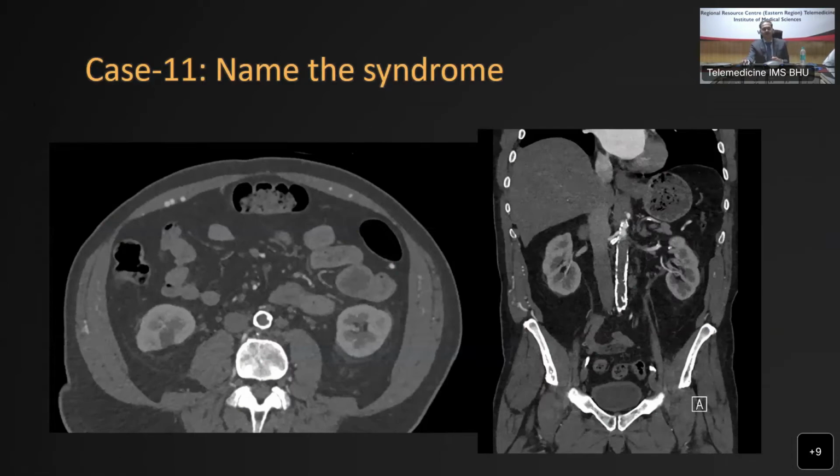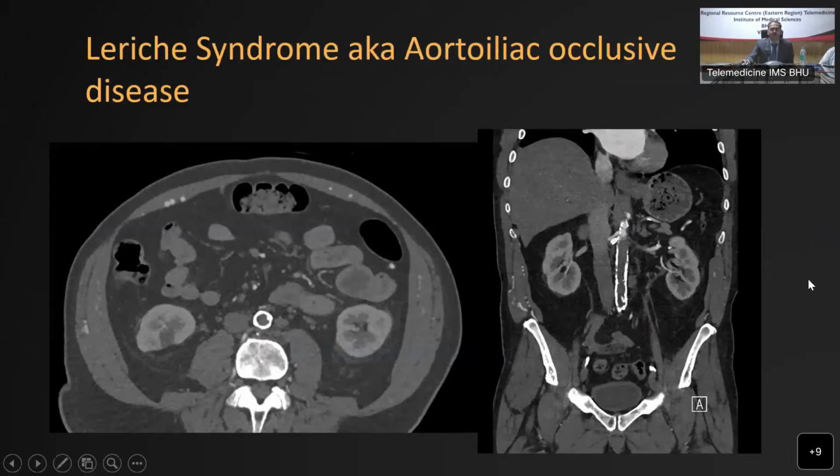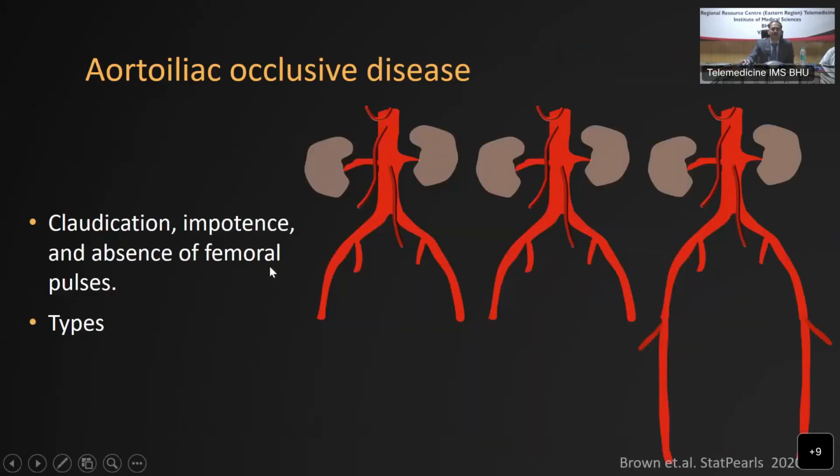Next case, name this syndrome. And you can see that these are axial and coronal images of CTA. You see no contrast in the aorta, but you can see that there are prominent collateral vessels along the anterior abdominal wall. You can see that there is occlusion of the infrarenal abdominal aorta. So this is a case of Leriche syndrome, also known as aortoiliac occlusive disease. These patients present with classic triad of claudication, impotence, and absence of femoral pulses.